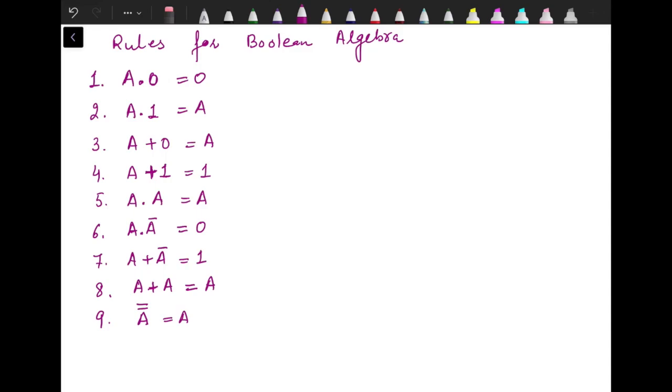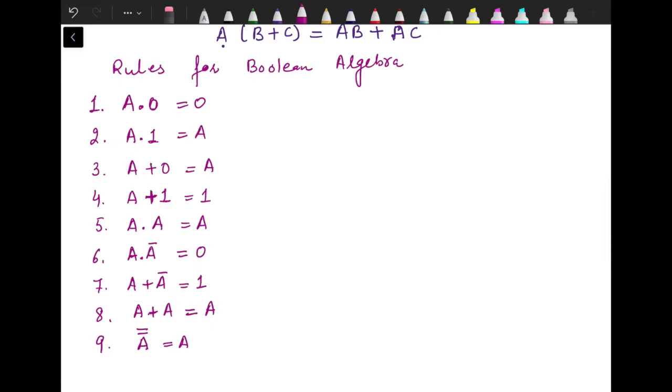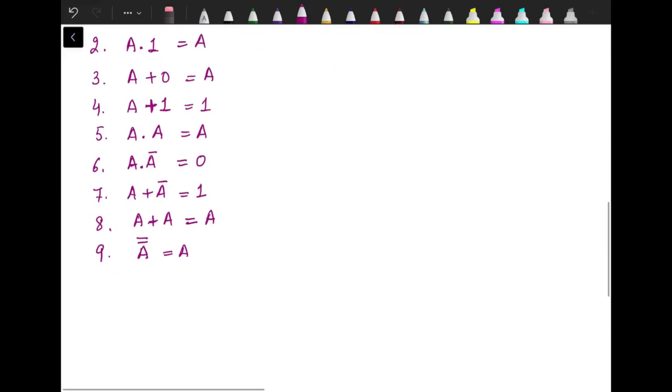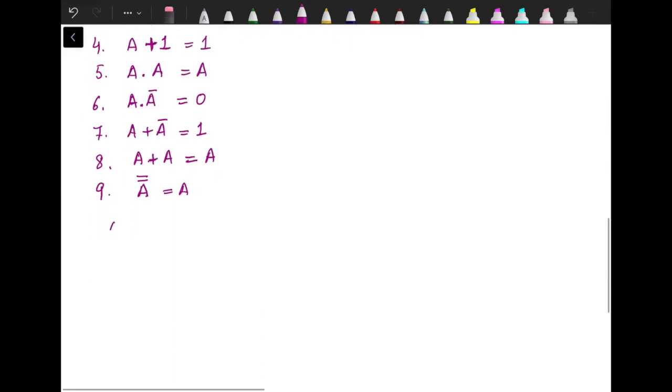Then we have absorption law. Now, what is absorption law? Absorption law says A or A and B is same as A. Now, how does it come from here?